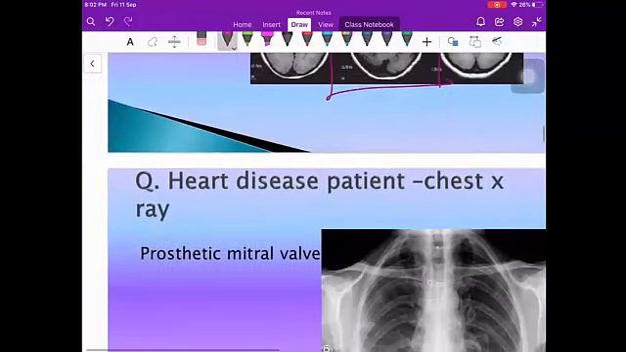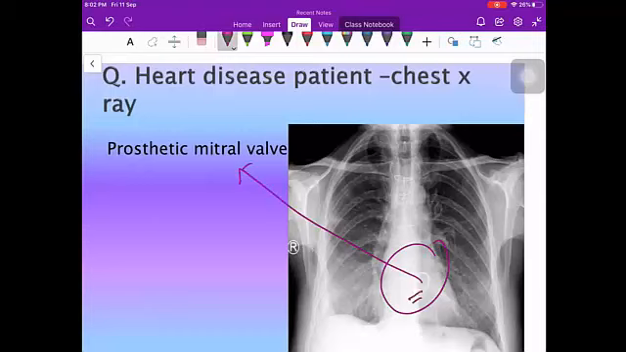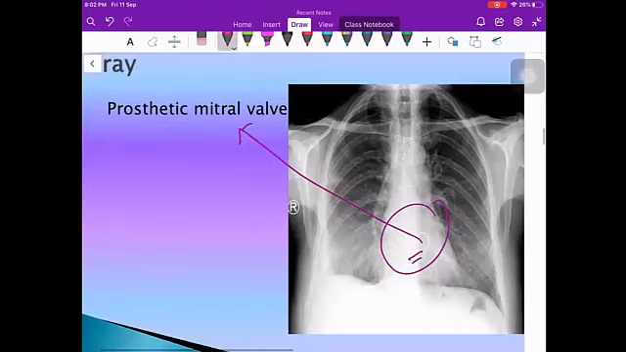Next, a heart disease patient presented with a chest X-ray and the image showed... So they have given four options. So the answer to this question was, can you see this? This is a prosthetic mitral valve, because this is in the mitral area.